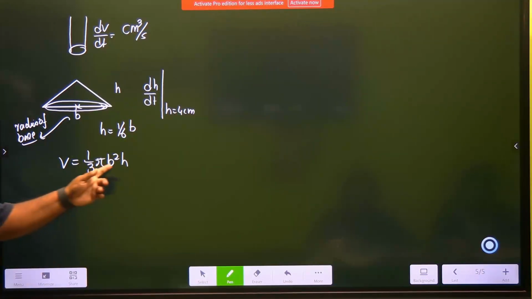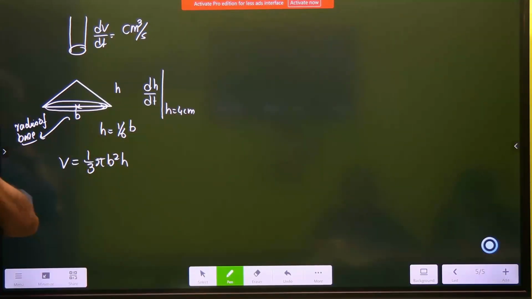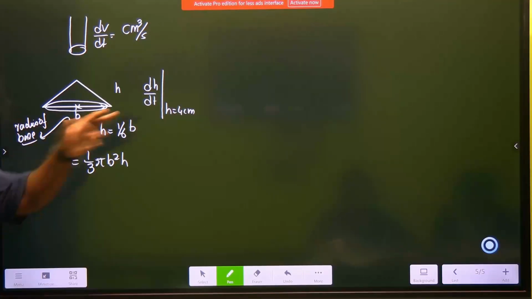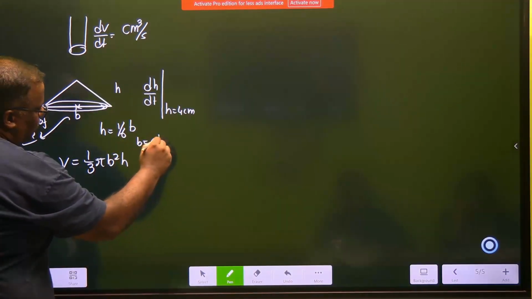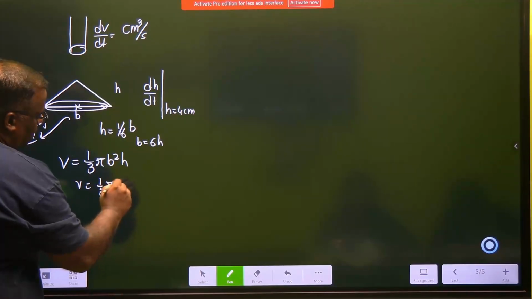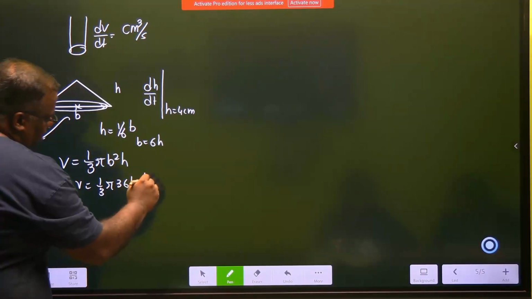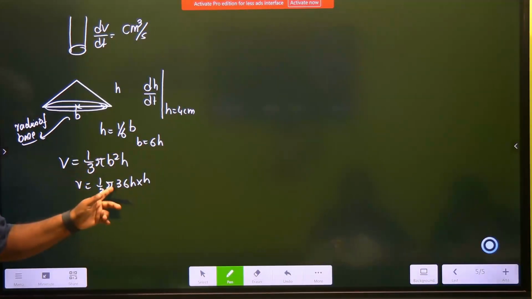There are two variables here, but there is a relation given between the two. At the end of the day, what is your quest? The height derivative. So please eliminate the base. How do you eliminate it? The base is given as 6 times the height. So my volume is 1/3 pi 36h square into h. Check this: b is 6h, so b square is 36h square.